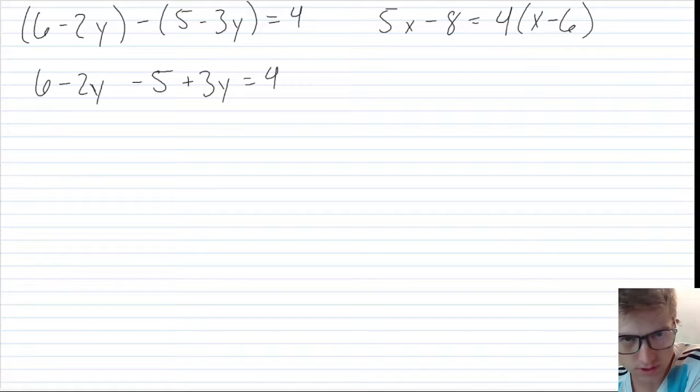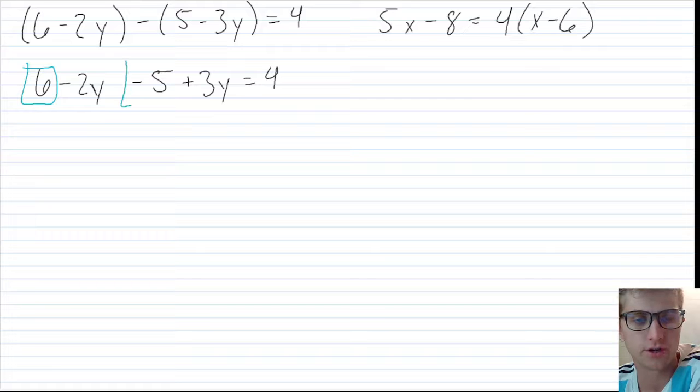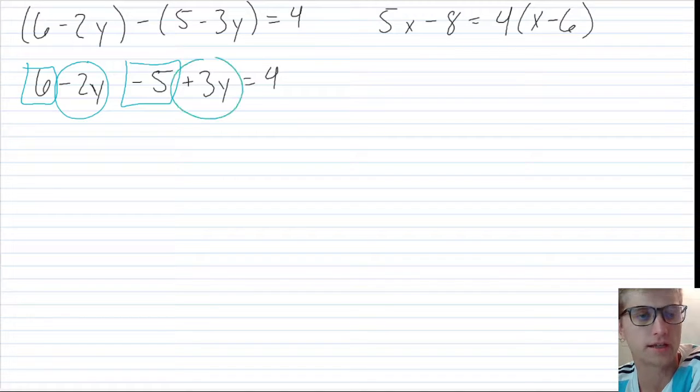Okay. And we combine like terms. Let me use our colors here. We got our non-variable terms, and we got our variable terms. So combining the squares, we get 6 minus 5 is 1. Combining the circles, we got negative 2y plus 3y gives us y equals 4.